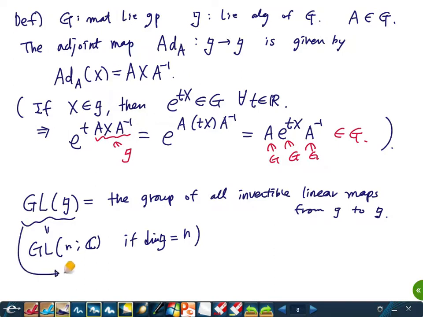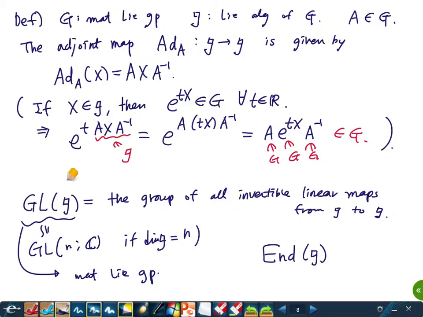So it is a matrix Lie group because it is really the same as this. It's isomorphic to this, considering only the G as a vector space. Like we consider this as the set of linear maps from G to G. This is just like that. Okay.